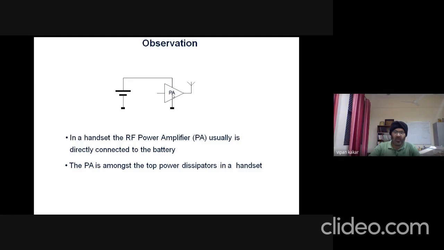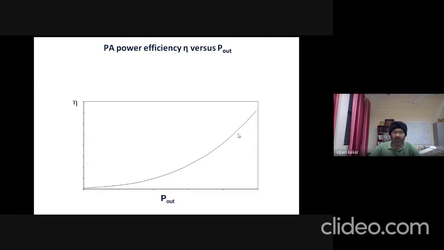So this power amplifier is connected directly to the battery in a smartphone. That is one option. And if we calculate the efficiency with this connection, with this circuit, we can see that as we go up the power consumption or output power, the efficiency keeps on increasing. And for lower power, the efficiency is low.